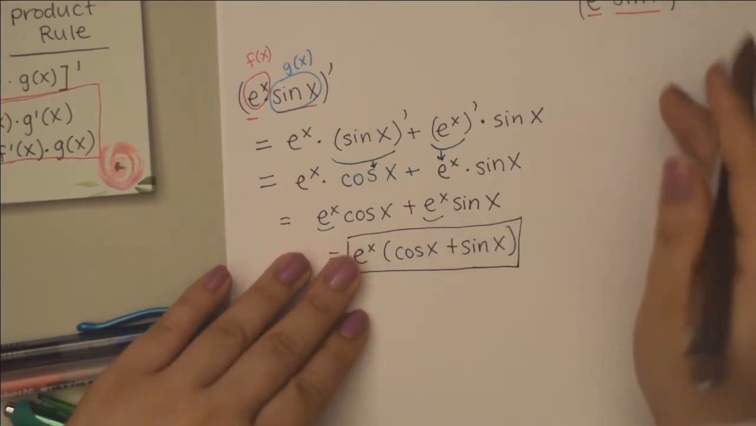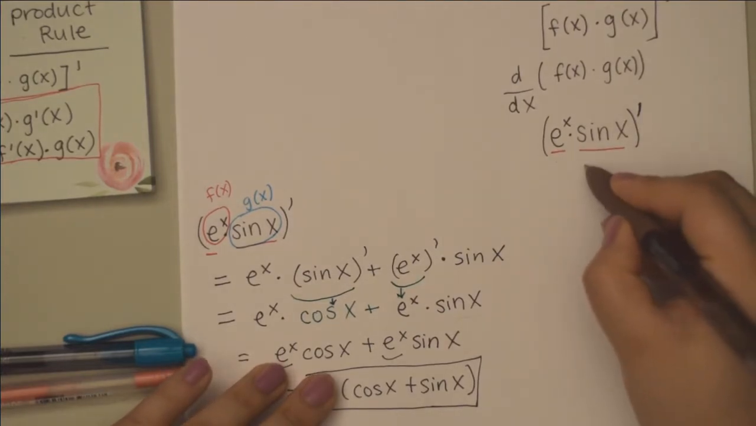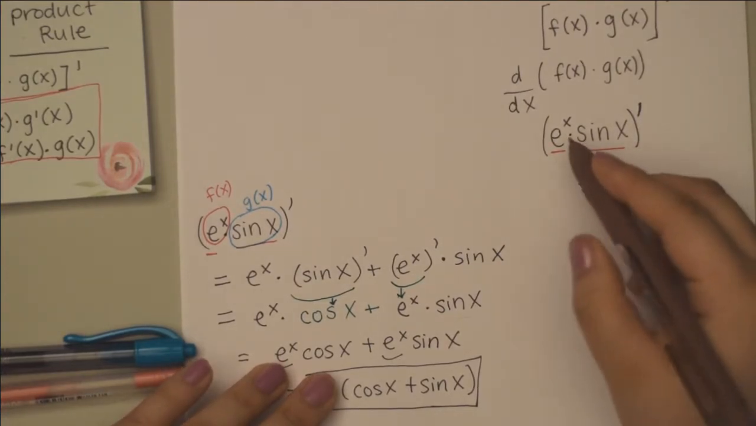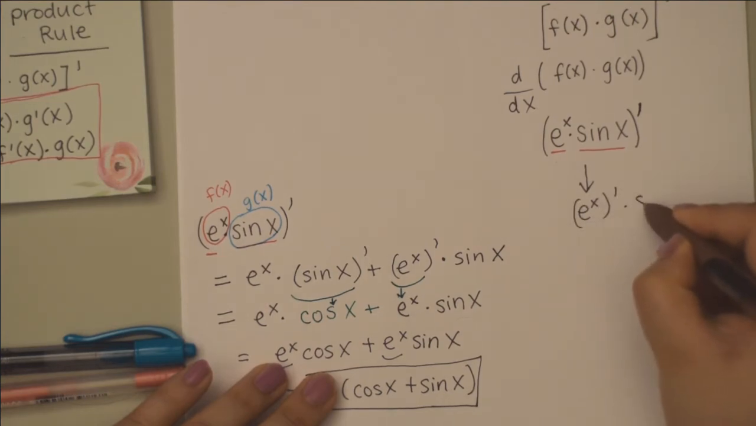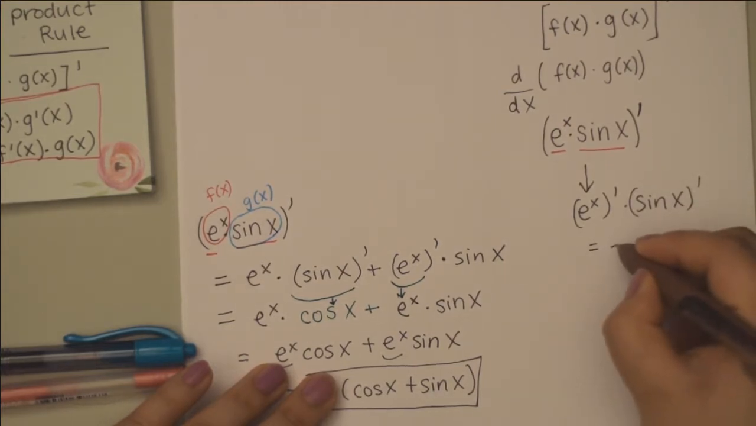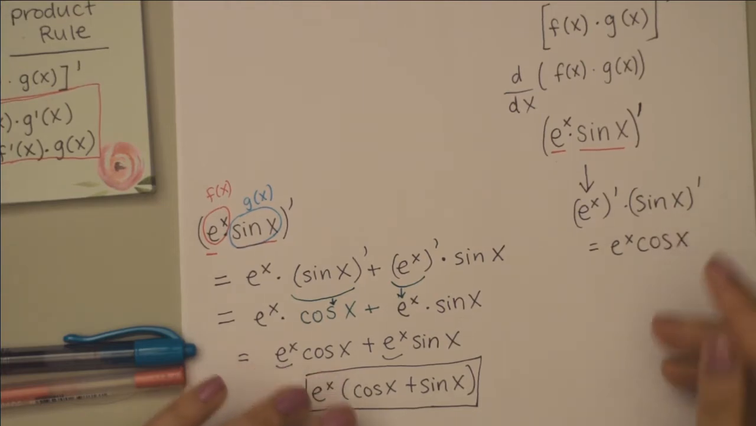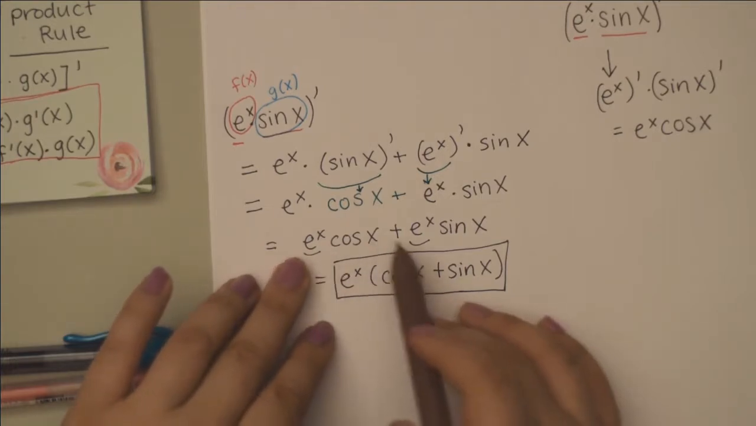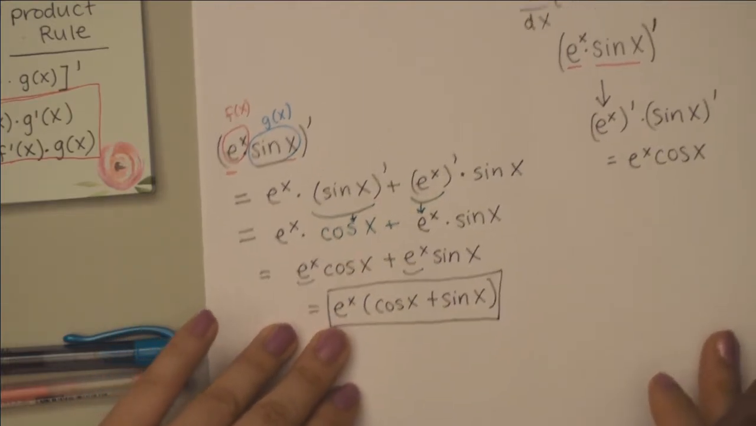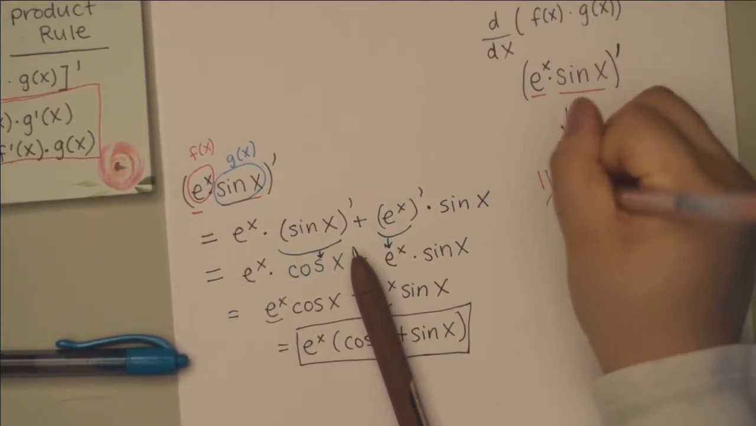See, if we were to just do what we might naturally think, if you were to do e to the x prime times sine x prime, you'd get e to the x cosine x, which is only that first part. It's just this part, but we should have this other part too. So this would be a sad day.